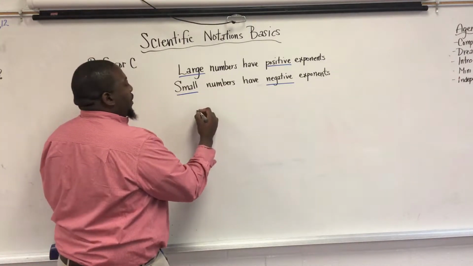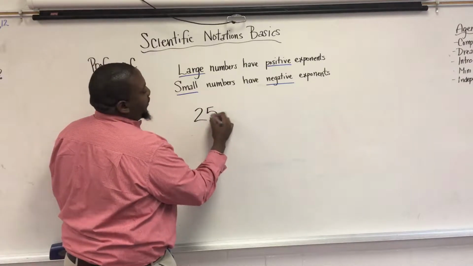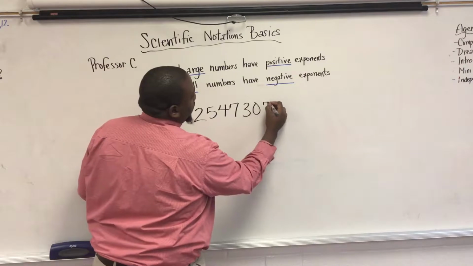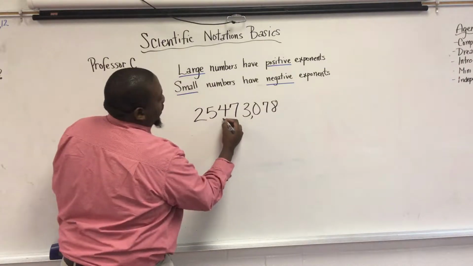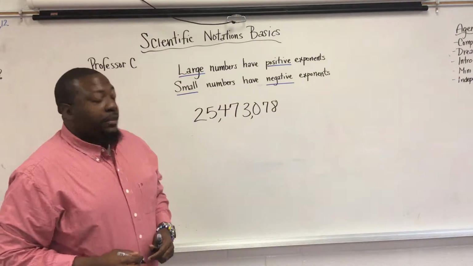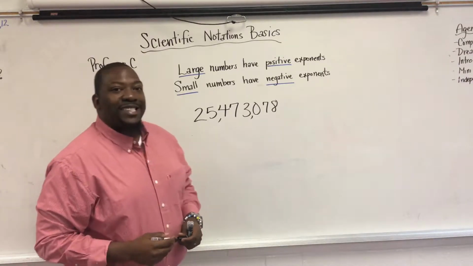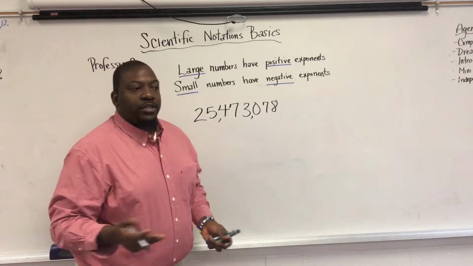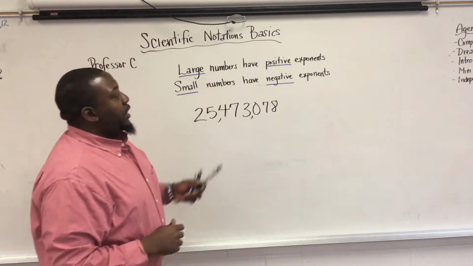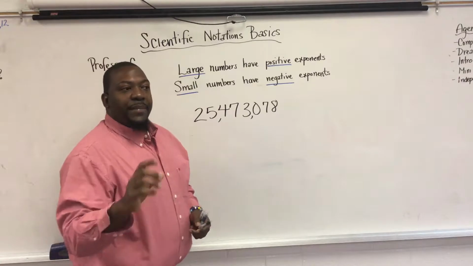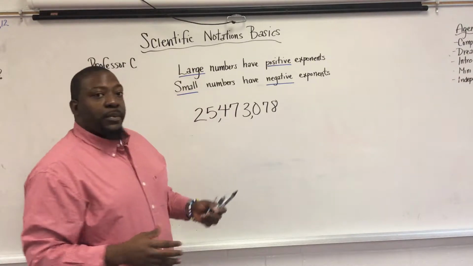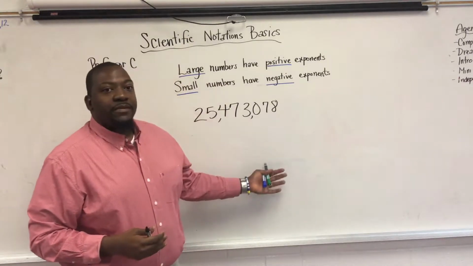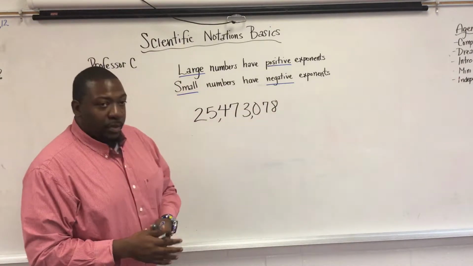So for instance, let's say we have 25,473,078. As you can see, this is a very large number. Our goal is to put it into scientific notation. That means the coefficient should be a number between 1 and 10, and the exponent has a base of 10, and there's going to be a positive exponent.